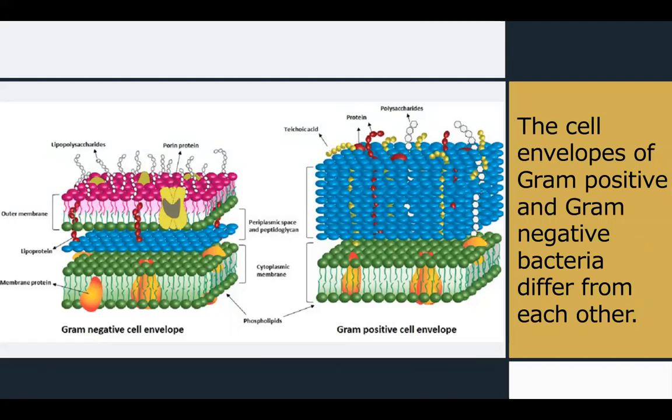Whereas on the right-hand side, we have a gram-positive cell envelope. And these bacteria cell envelopes are characterized by a very thick cell wall. So they do not have that lipopolysaccharide layer.